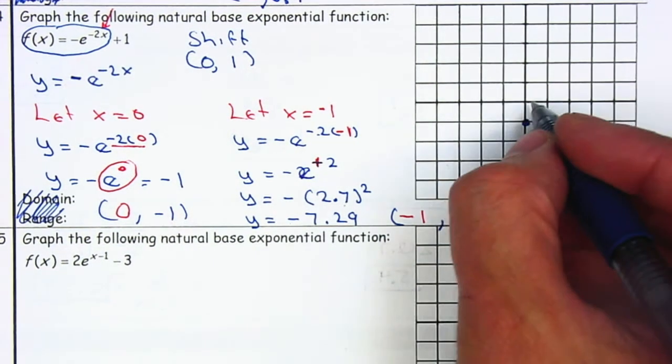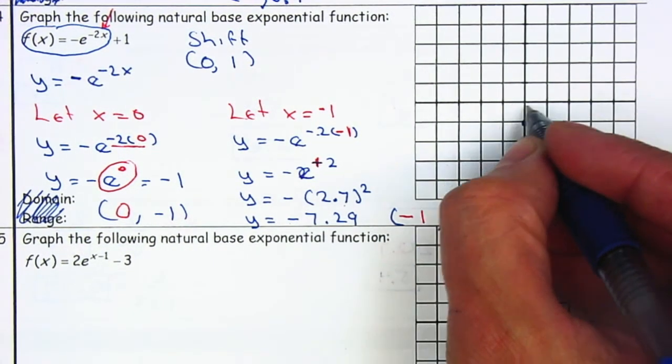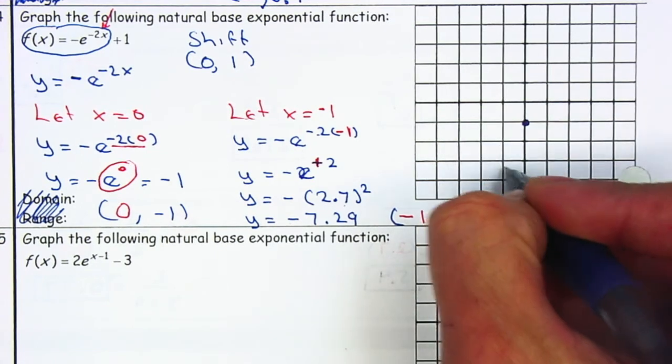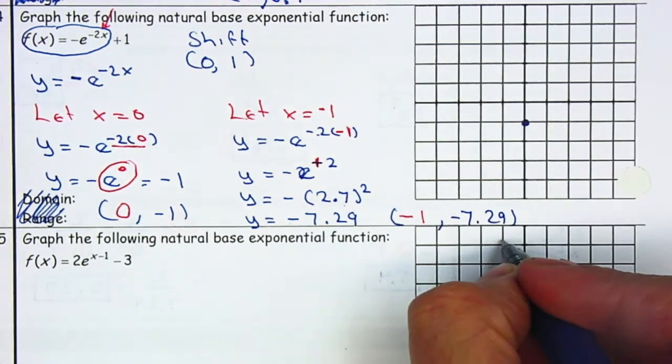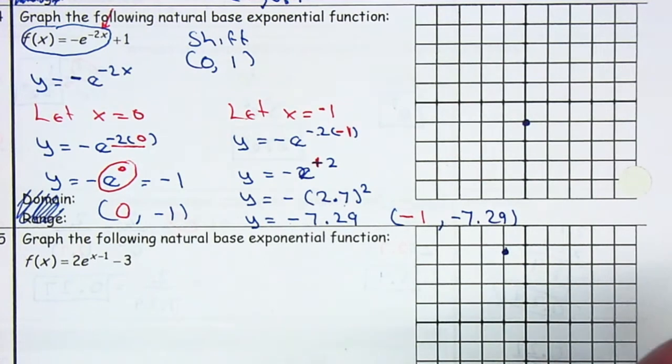So let's go and plot it. Negative 1 for the x, and negative 1, 2, 3, 4, 5, 6, 7.29, which is over here.